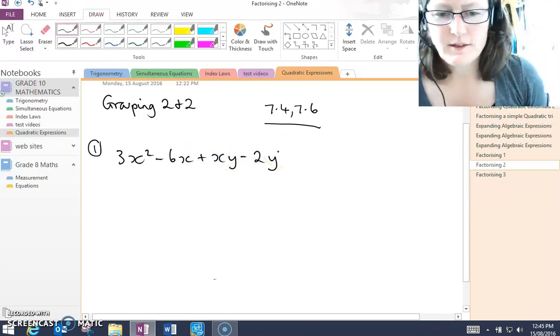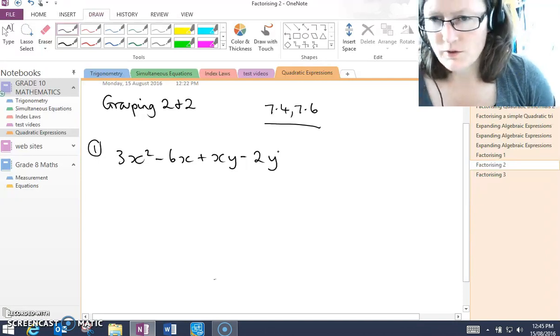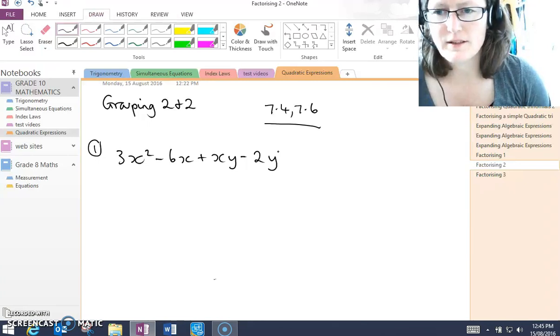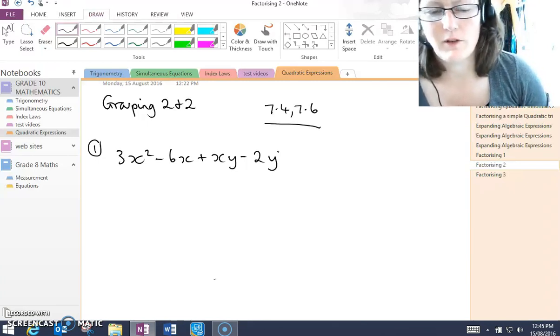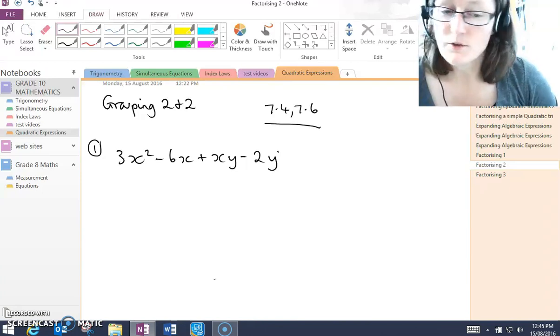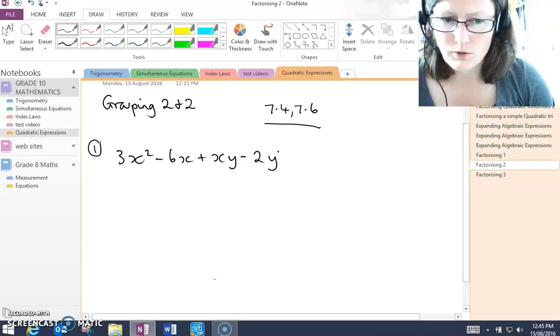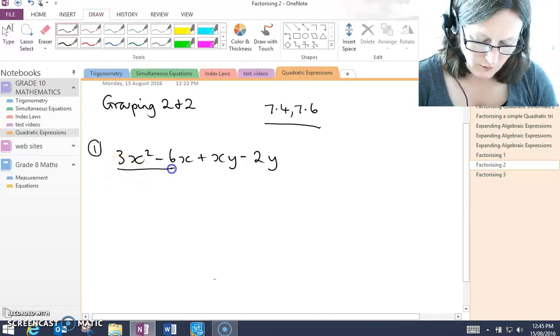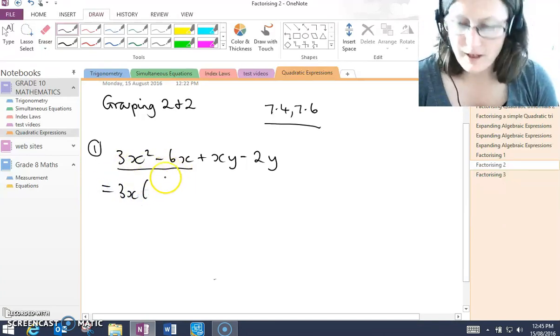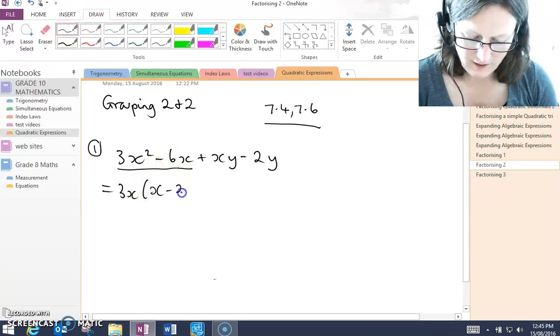We need to look at this and say, is there something common to all four terms when we factorise it? That's always the first thing we have to say with factorising. Can we find a common factor? The answer is no, there is nothing common to all four terms, so we try and group it 2 and 2. So we'll look at the first two terms, and with the first two terms 3x is common, and if I take 3x out as a common factor I'm left with x take 2.